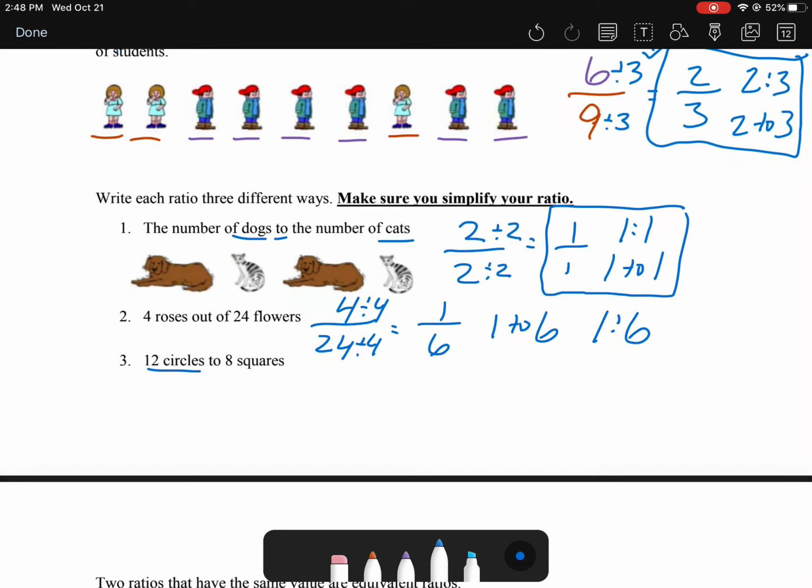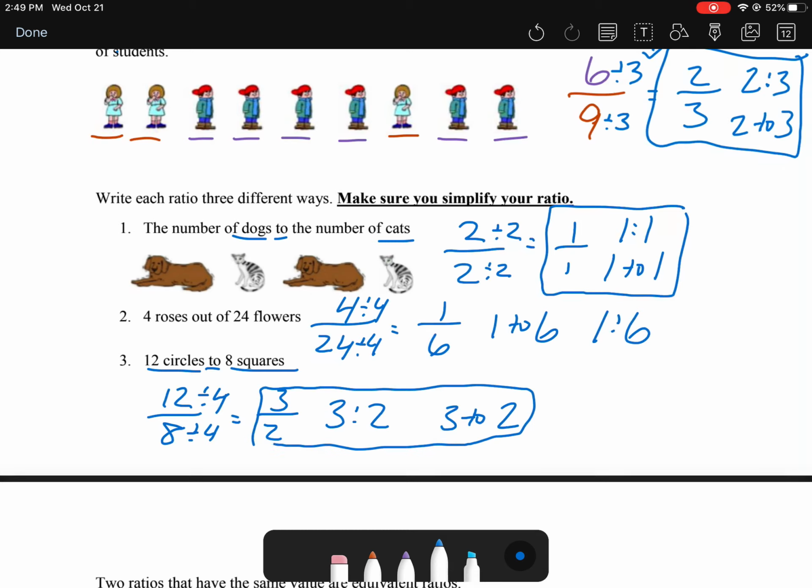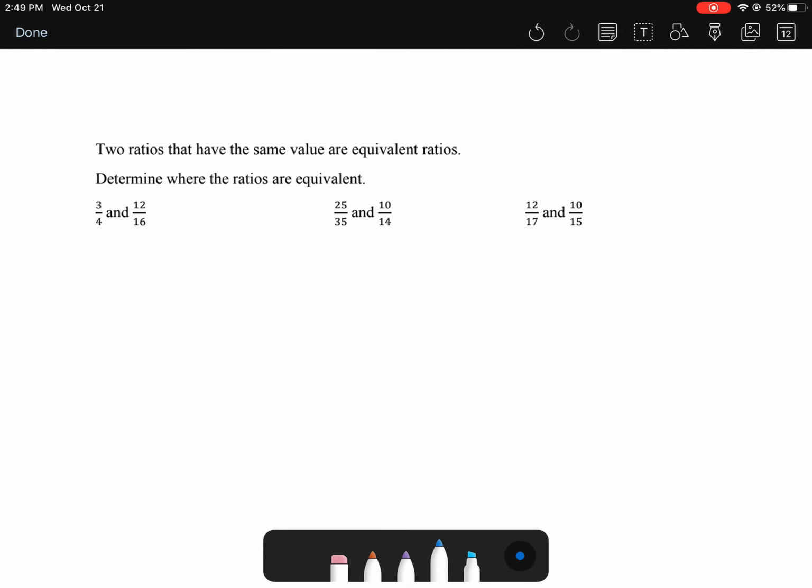And the last one, 12 circles to 8 squares. So you could have had 12 over 8, but again, this is not simplified. I can take a 4 out from the top and bottom. So 3 over 2 is one way, 3 colon 2, or 3 to 2. There you all go. Not too bad? I hope not. You didn't answer me, so I guess not.